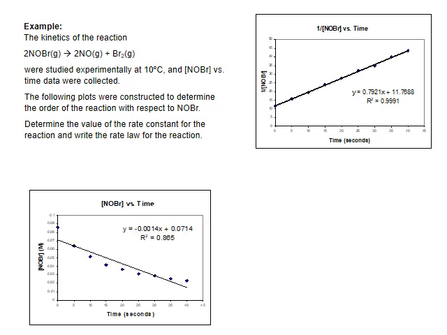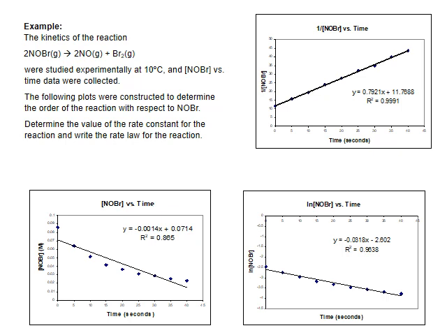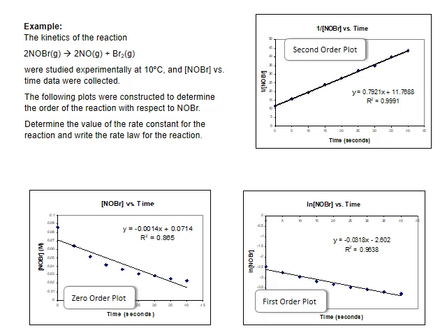We have 1 over the concentration of NOBr versus time, concentration of NOBr versus time, and natural log of concentration versus time. Recall from the integrated rate equations that these correspond to 0, first, and second order plots. Comparing these plots, which one is the most linear?